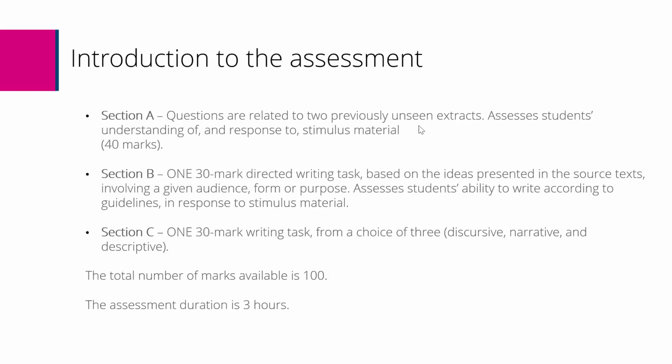Section B is one 30-mark directed writing task based on the ideas presented in the source text involving a given audience, form and purpose. It assesses students' ability to write according to the guidelines in response to the stimulus material that they're given on the day. And section C is one 30-mark writing task from a choice of three. So discursive, narrative, and descriptive, and those will always appear there. So the total number of marks for 4EB is 100, and the duration of the assessment is a 3-hour paper.